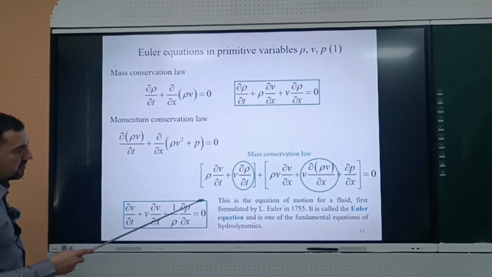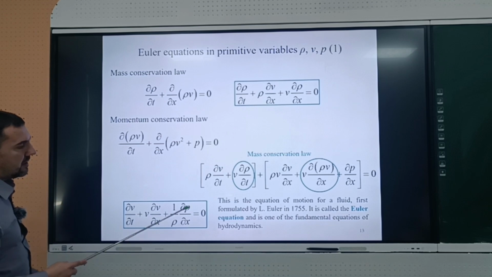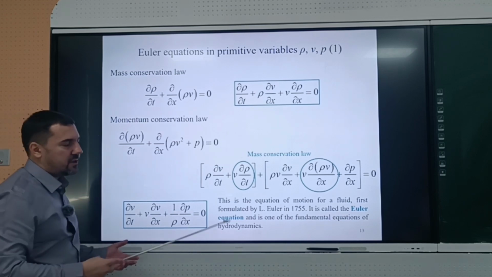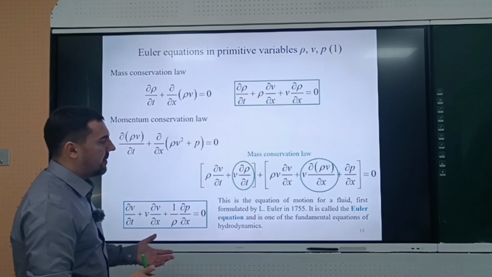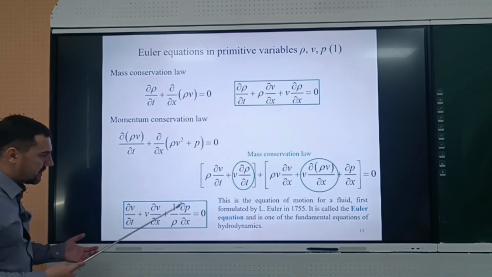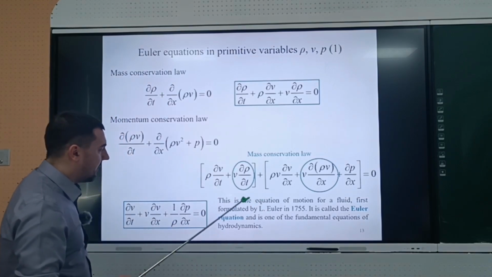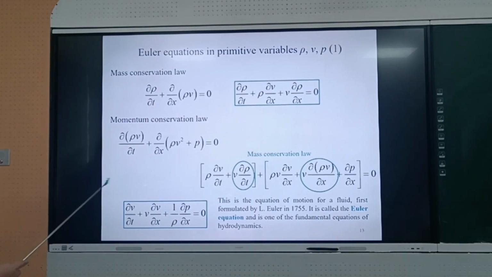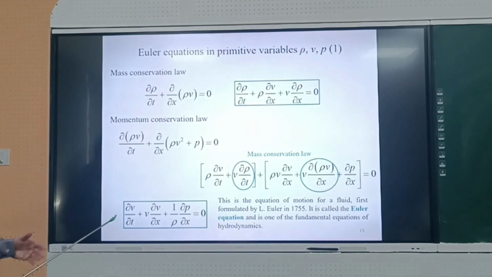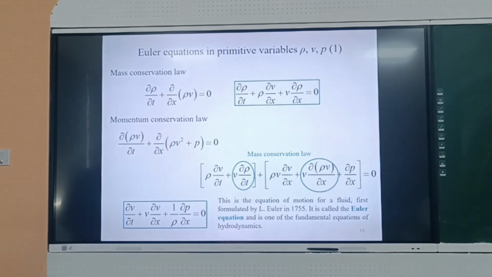This is the equation of motion for a fluid first formulated by Euler in 1755. So nowadays, usually the whole system of equations for inviscid gas is called the Euler equation system. But historically, this equation was called the Euler equation. So he derived this momentum equation. And so this historical equation can be obtained in this way.